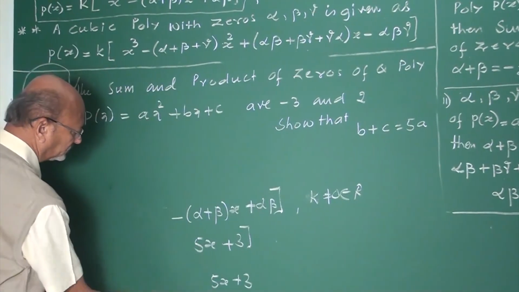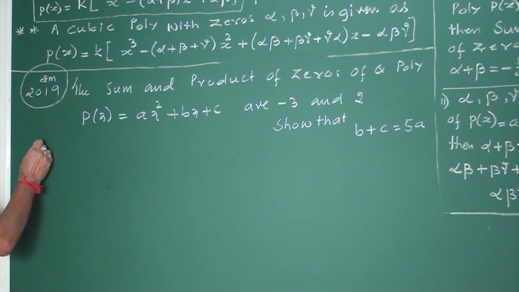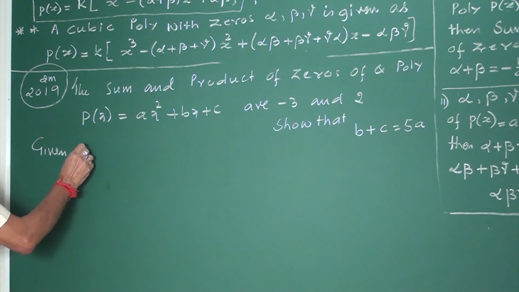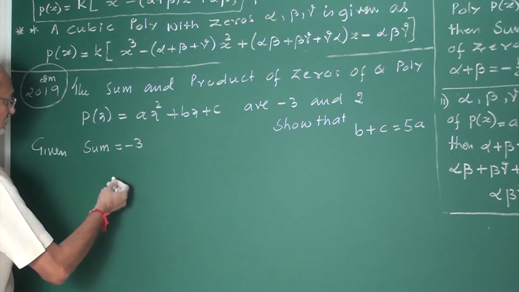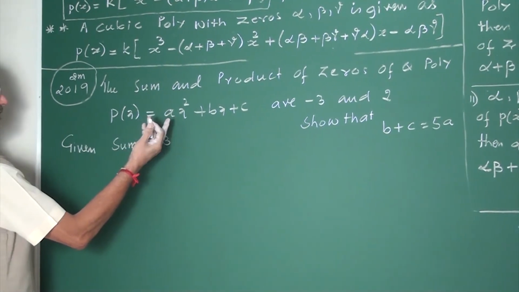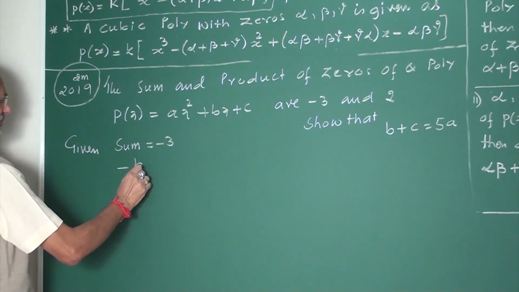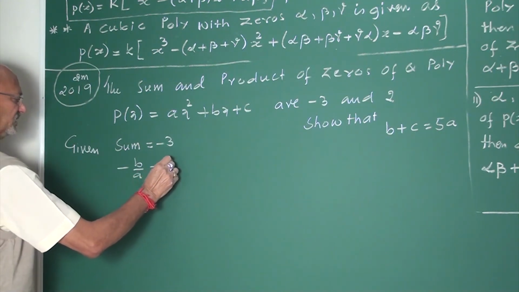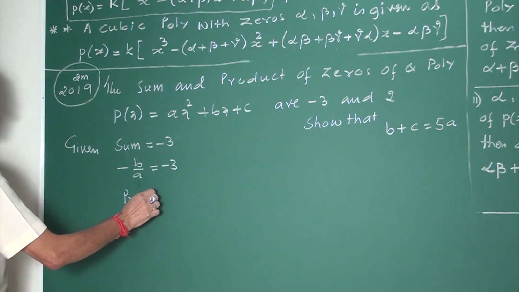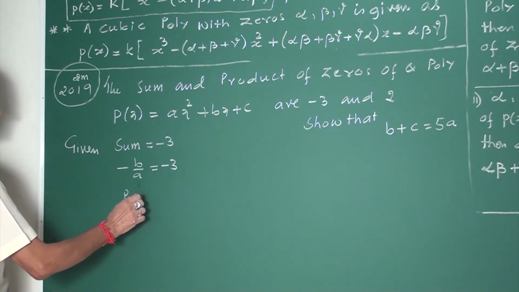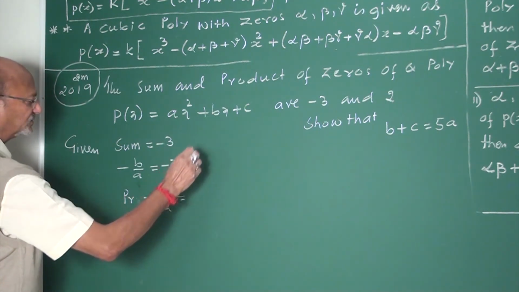Yes, my friends. See. Given sum is minus 3. That sum is alpha plus beta. Directly you can take the relation: sum is minus b by a, which is minus 3. Right. Product is given. Product is c by a, which is given as 2.